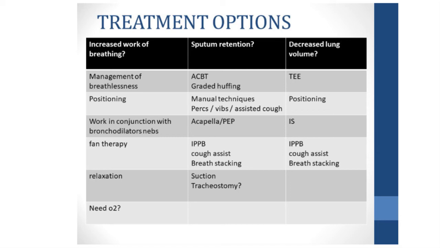Decreased lung volume, so you'll be thinking about your thoracic expansion exercises, the positioning that you're doing these exercises in, incentive spirometry, and then your cough augmentation like your IPPB, your cough assist, and your breath stacking.